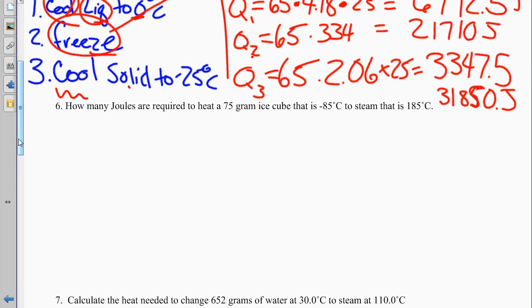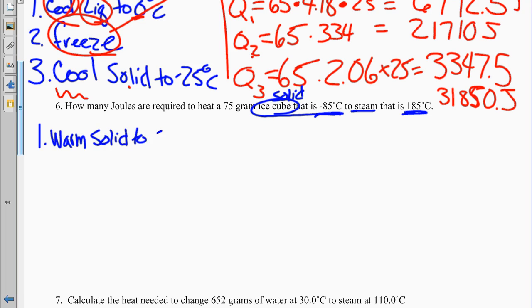All right, welcome back. So what we're going to do is change our negative 85-degree ice cube or solid into steam that's 185 degrees Celsius. So I'm going to have my first Q. I cannot melt at negative 85. So first thing I have to do is warm my solid to 0.